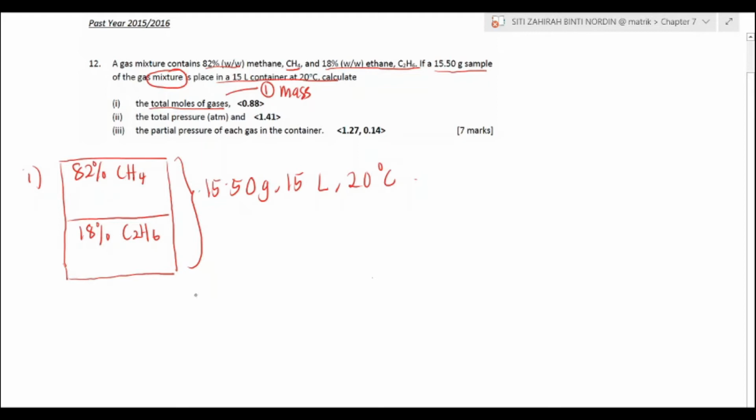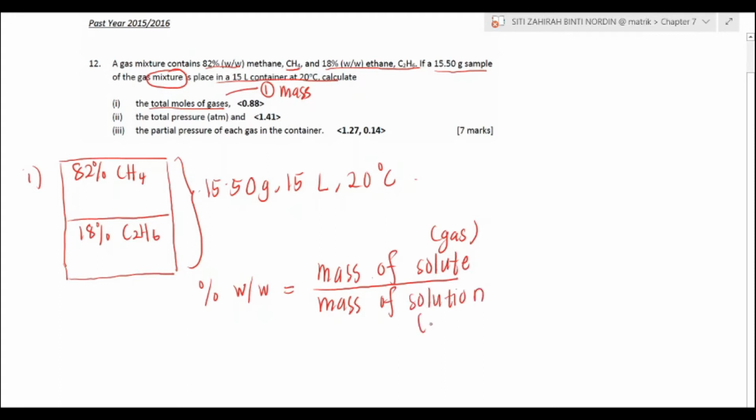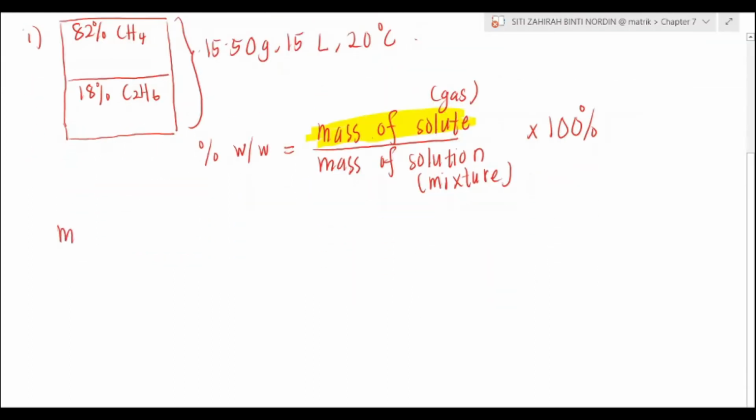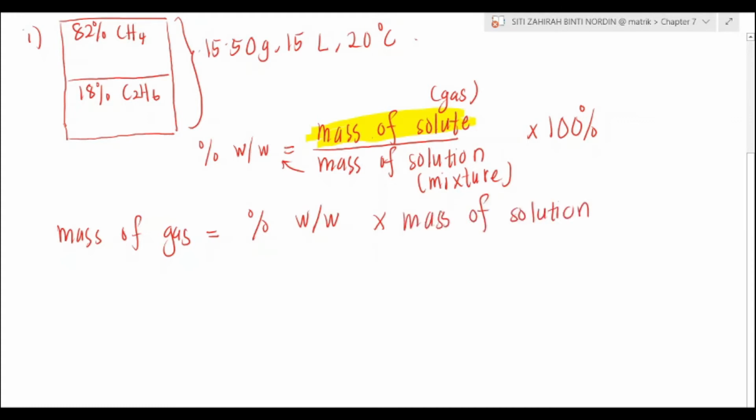We've got the percentage by mass. So write down your percentage by mass formula that you've learned back in chapter 1. Which is the mass of solute? Well, in this case, our individual gas divided by the mass of solution, which is our mixture, times 100%. So we want to find the mass of solute first. Rearrange your equation to make the mass of gas the subject. So mass of gas is equal to the percentage by weight times the mass of solution divided by 100%. Cancel off this percent.